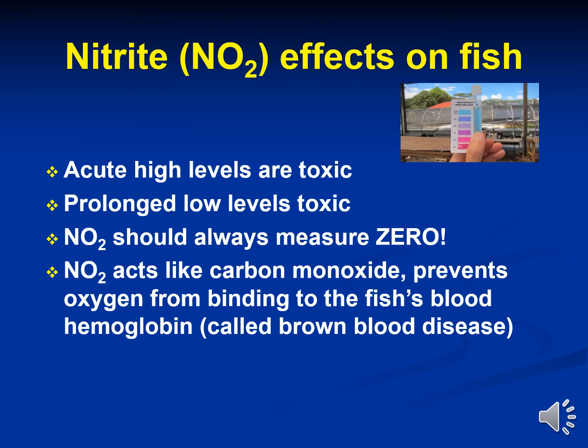Nitrites also only affect fish's health. You should always make sure nitrites are 0, as it prevents oxygen from entering the fish's bloodstream. If nitrites are present, the gills will have a brownish coloration rather than the normal reddish color, which is why they call it brown blood disease.